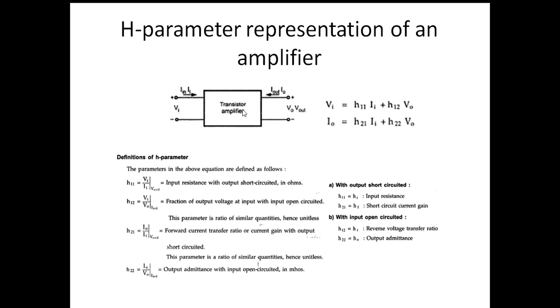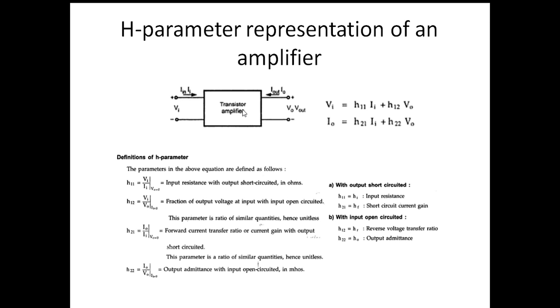When the output is short circuited, we have H11, H21, that is HI, HF. HI is input resistance, HF is short circuit current gain. Next, with input open circuited, H12, H22, that is HR, HO. HR is reverse voltage transfer ratio or reverse voltage gain. HO is output admittance. Now these four parameters are similar for all the three transistor amplifier configurations, that is common base, common emitter, common collector.